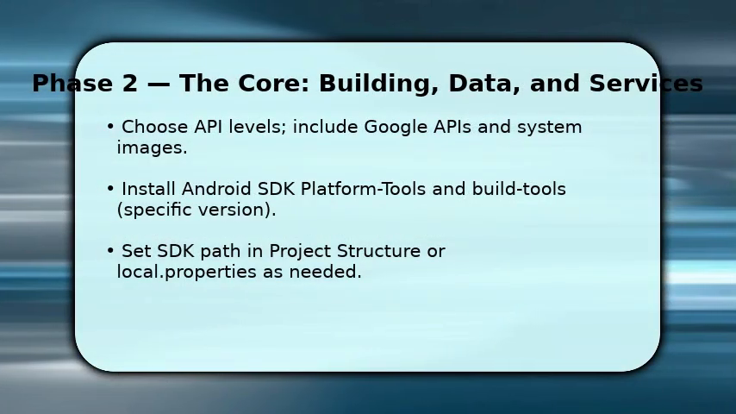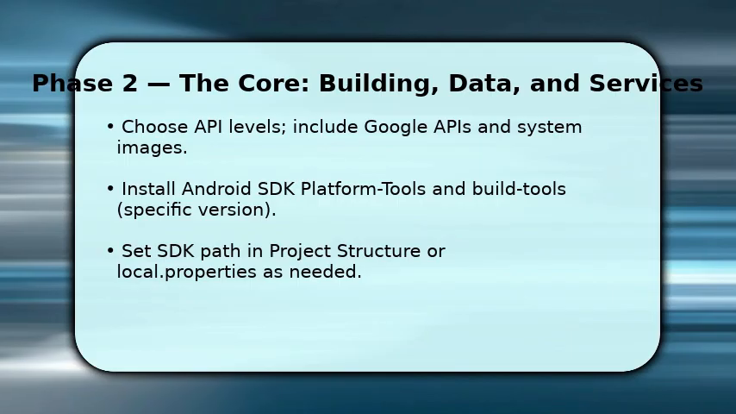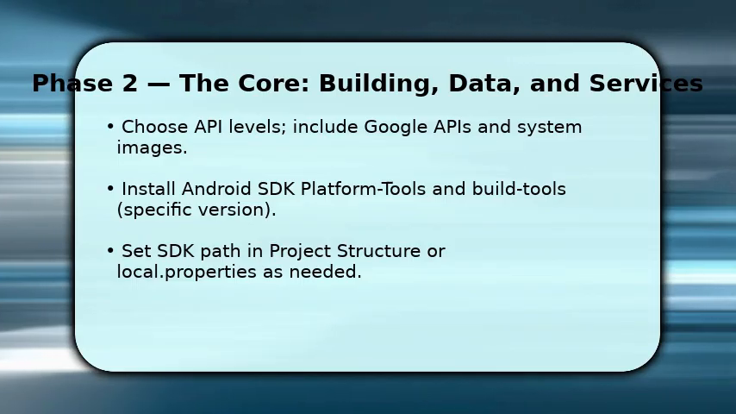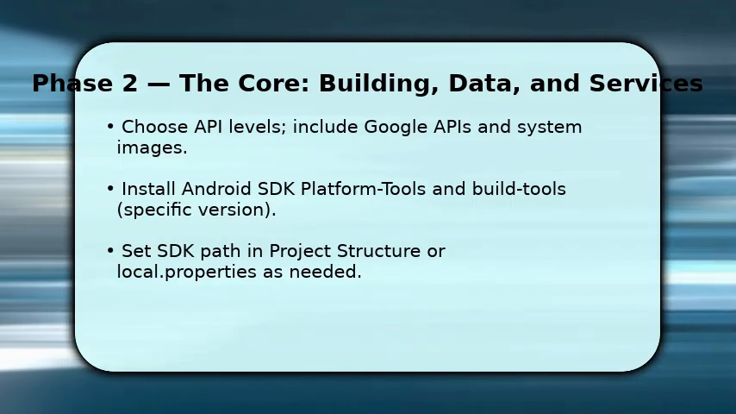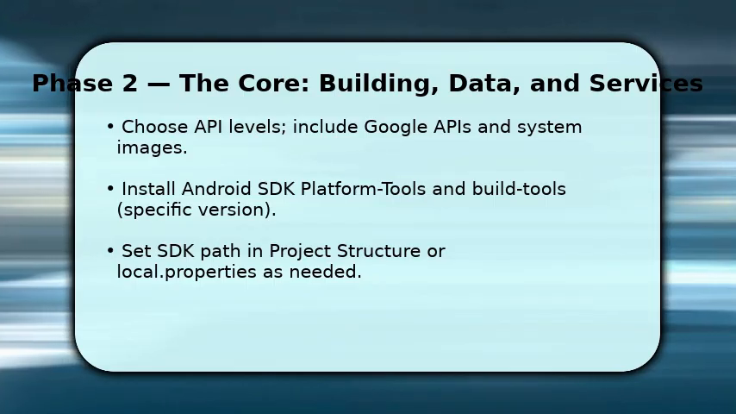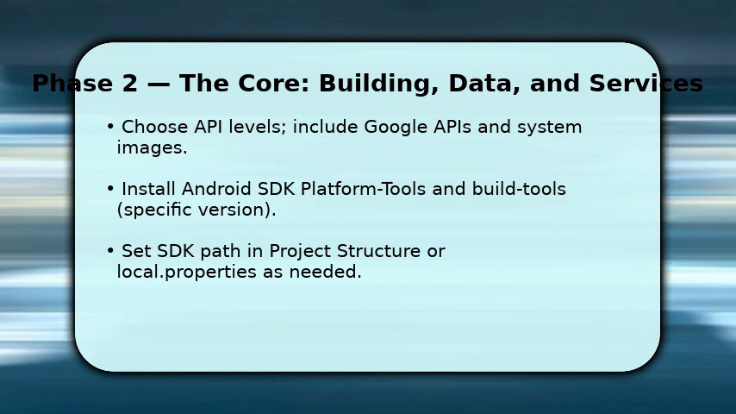Now you configure the detailed components required by your app. In SDK Manager, install platform tools, specific build tools versions, and system images for emulators you will use. Next, open project structure and verify the SDK location. Alternatively, add sdk.dir and local.properties with the exact path. You want consistent tool versions to avoid build failures. If using Gradle, sync the project so the build system recognizes installed SDK components and resolves dependencies correctly.